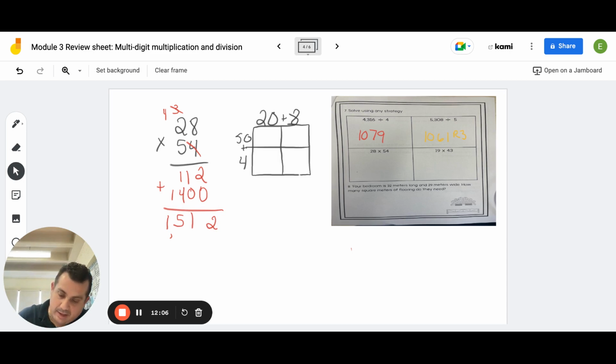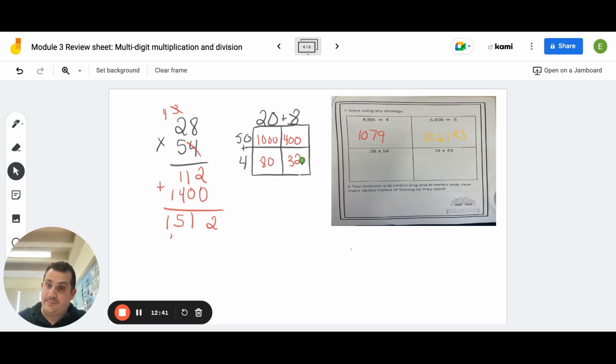Go over here. Area model. 20 times 50. Now watch. This is where we've been getting mistakes for years. And we had a bunch today. 50 times 20. 5 times 2 is 10. Then add the 2 zeros. So 50 times 20 is 1,000. It's not 100. It's not 10. It's 1,000. Then 50 times 8 is 400. 20 times 4 is 80. And 8 times 4 is 32.